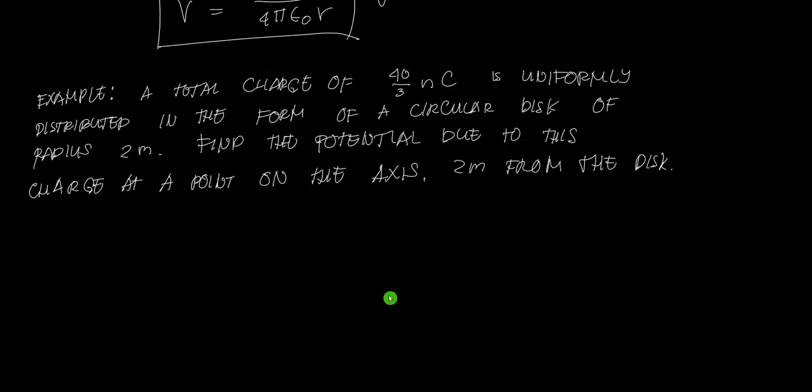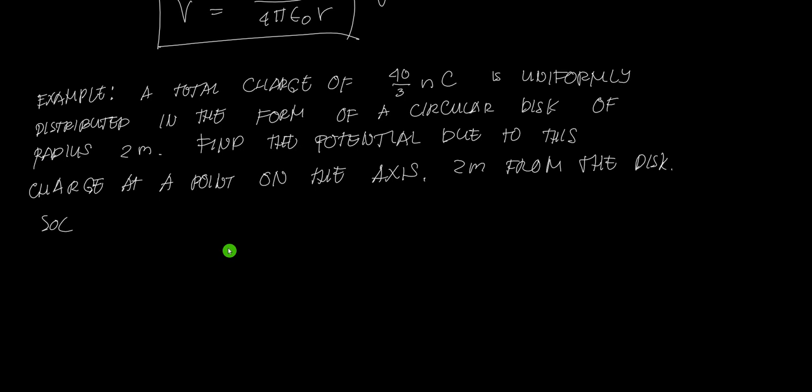A total charge of 40 over 3 nanocoulomb is uniformly distributed in the form of a circular disk of radius 2 meters. Find the potential due to this charge at a point on the axis 2 meters from the disk. So for this one, because there's a disk, we can put that into the xy plane. And the axis, the point that we want to solve, we can make it on the z-axis.